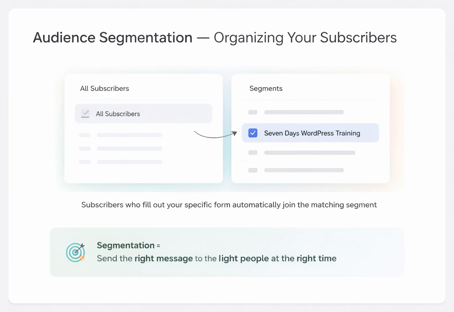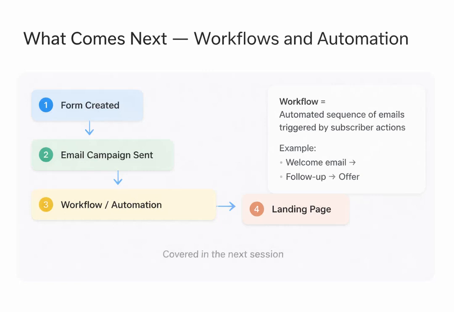The right message to the right person at the right time. That's what segmentation enables. Now that the form and email campaign are set up, the next logical step is automation, specifically workflows. A workflow is an automated sequence of emails that gets triggered by a subscriber's action. For example, when someone fills out your form, they automatically receive a welcome email.